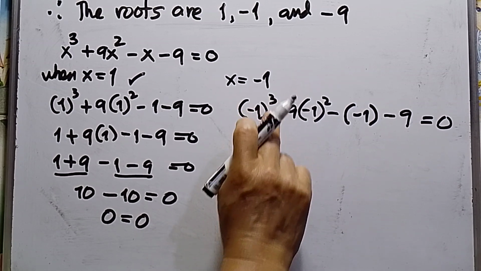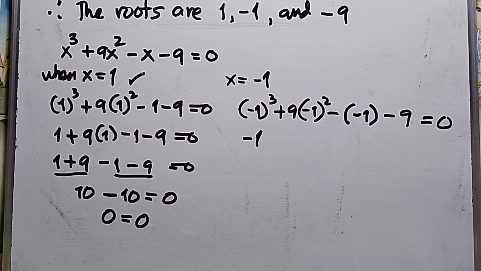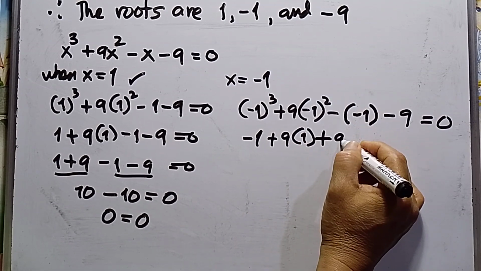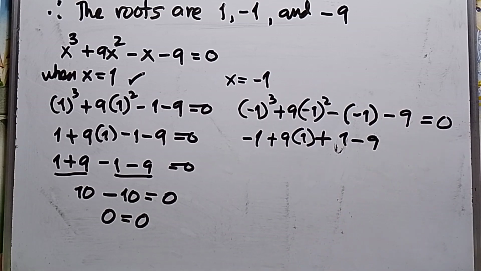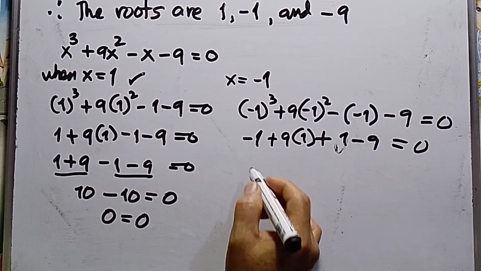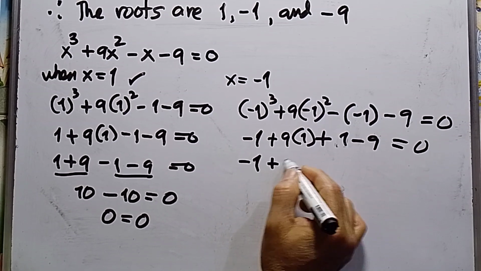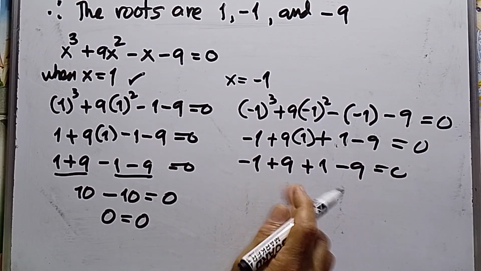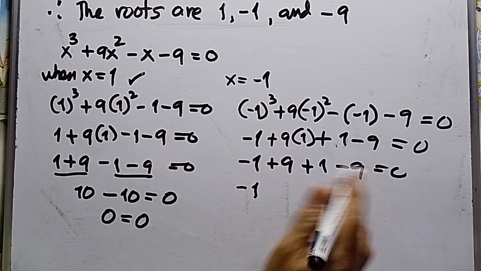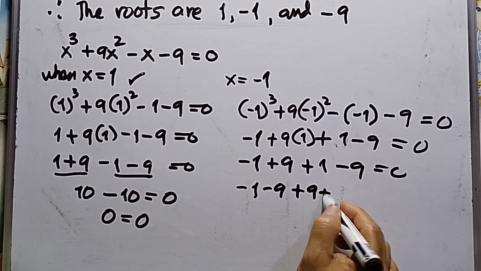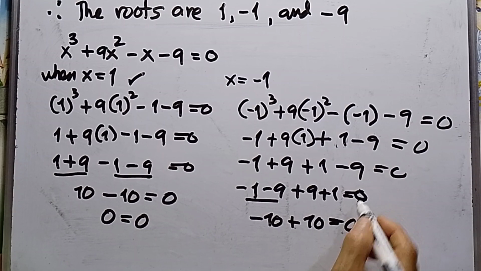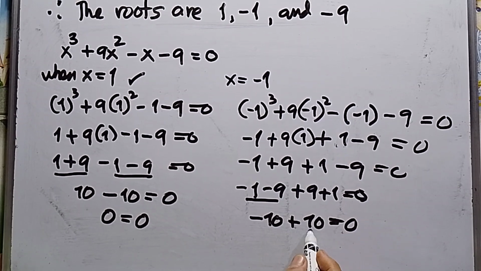Because if the exponent is odd, the sign will be negative. If it is even, the sign must be positive. So this will be plus 9 times 1. This will be plus 1. Then minus 9 is equal to 0. So this one is minus 1 plus 9 plus 1 minus 9 is equal to 0. So gather all the negative integers: negative 1, then followed by negative 9. Then 9 plus 1. So this is negative 10. Then this is positive 10. So take note, unlike signs will be subtracted. So minus 10 plus 10 will be 0 is equal to 0. So therefore, this one is correct.